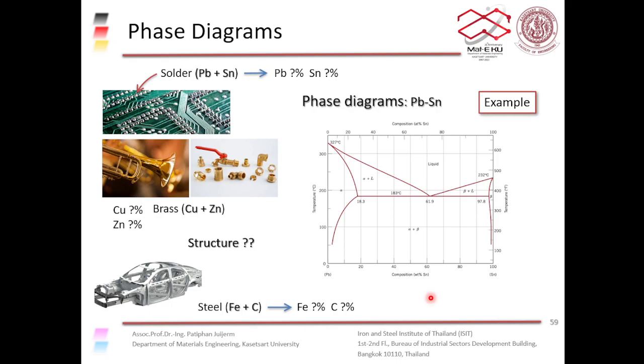This is an example of a phase diagram for lead and tin. In fact, this is a phase diagram for the solder, right? Okay, so to produce a solder, what is one of the main requirements, one of the main criteria for solder metal?